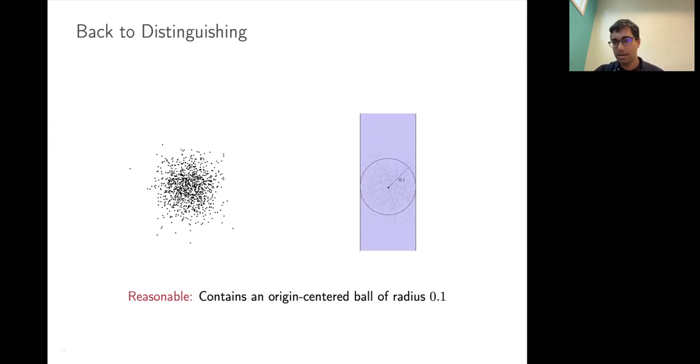Right? So when you're talking about the Poincare inequality, the in radius came up. And so we're just going to run with that notion. A convex set K is reasonable if it contains an origin-centered ball of radius 0.1. Just a really simple natural notion.